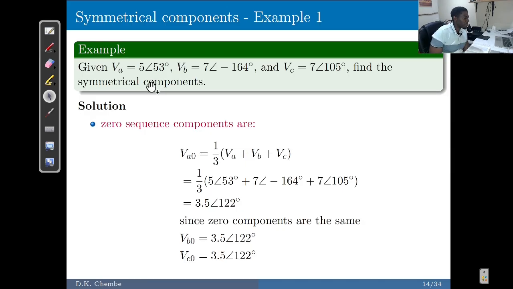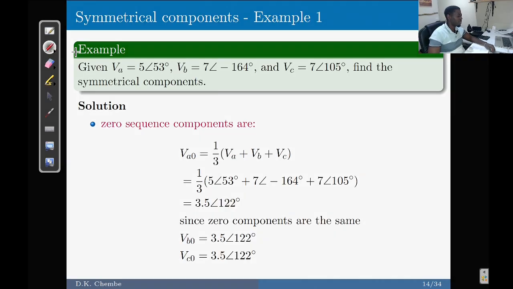So here's a small example on symmetrical faults, and in this example, you are just being asked to find the symmetrical components given the phase voltages. As you can see, the system is not balanced. You can tell because the angles are not the same, and the magnitudes are not the same. So this tells you that the system is not balanced. In the example, you have VA equal to 5 at angle 53 degrees, VB equal to 7 at angle minus 164 degrees, and VC equal to 7 at angle 105 degrees. You have to find the symmetrical components.